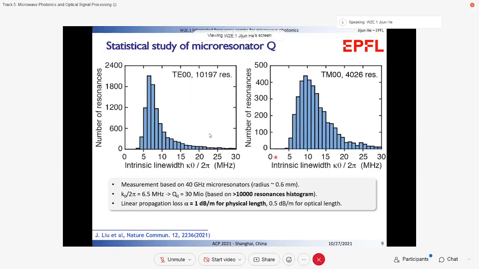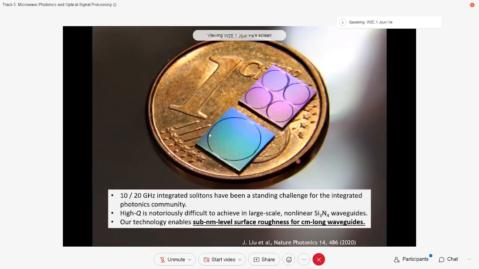Then we characterize the silicon nitride microrings fabricated by the above-mentioned photonic Damascene process. The statistical study of the microresonator quality factor is shown in this figure for both fundamental TE and TM modes. More than 10,000 resonances are measured covering the whole wafer, so the most probable value for intrinsic linewidth is 6.5 MHz, corresponding to a quality factor of more than 30 million. This means that the linear propagation loss is around 1 dB per meter for physical length and 0.5 dB per meter for optical length.